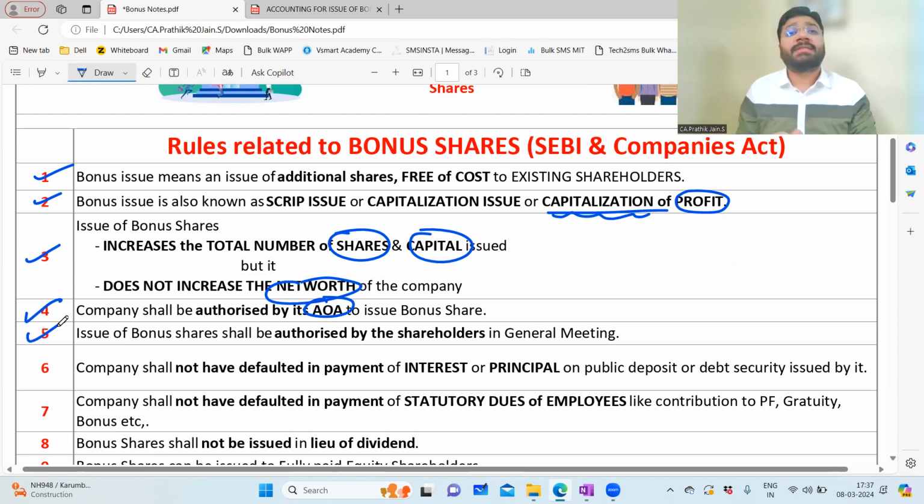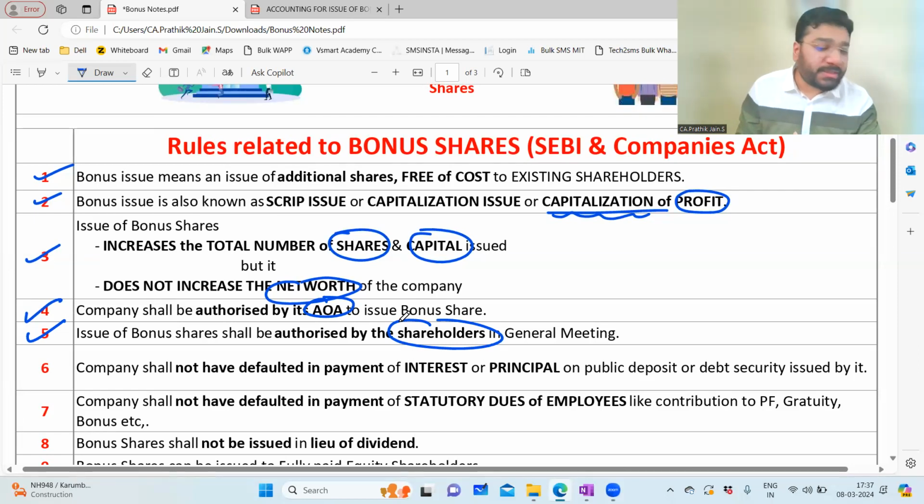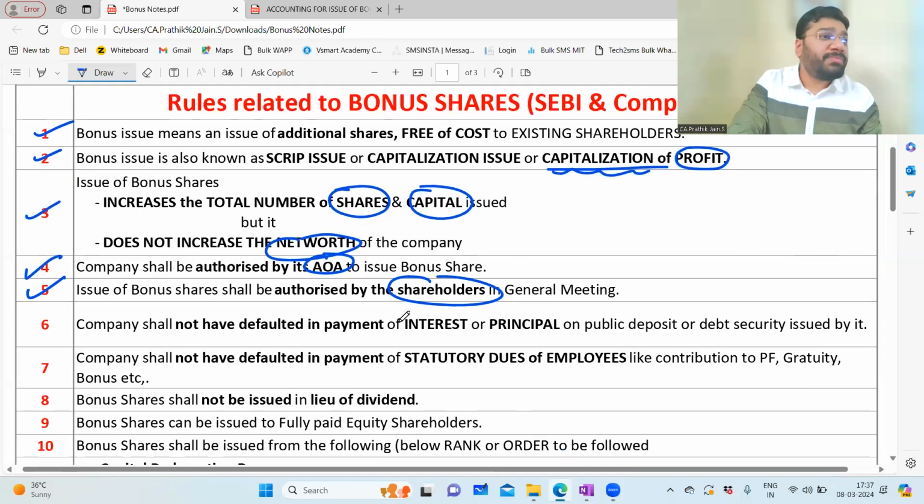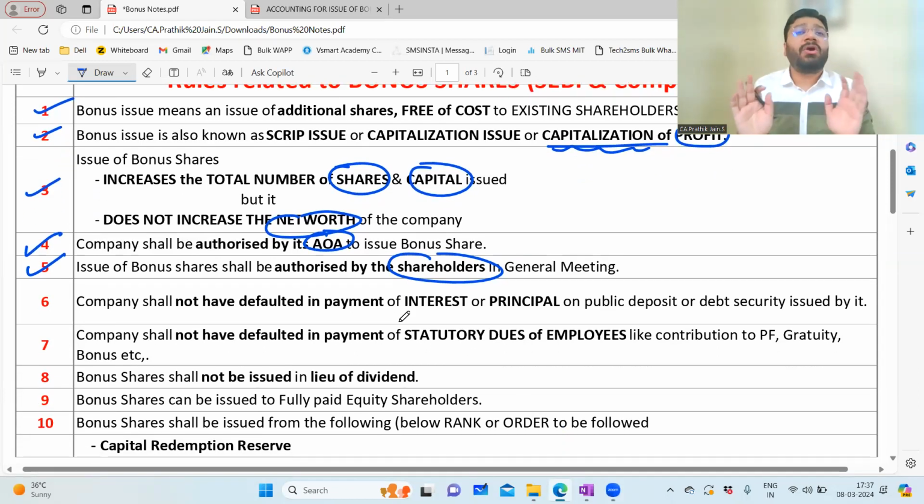Not only that, once AOA authorizes you to issue the bonus shares, you are supposed to call for a general meeting, either an AGM or an extraordinary general meeting. In that, you have to take approval from the shareholders and get the green signal for the issue of bonus shares. I explained to you what an annual general meeting and an extraordinary general meeting are, just an outer picture, not in depth. In depth, you'll understand in the subject law, whereas I gave you an outline of what an extraordinary general meeting and an annual general meeting are.